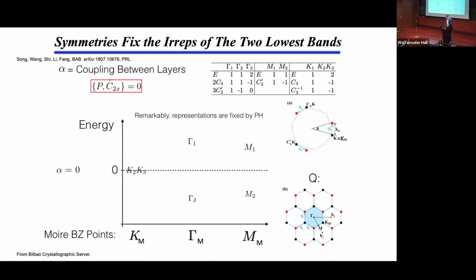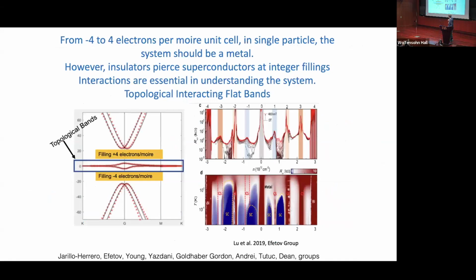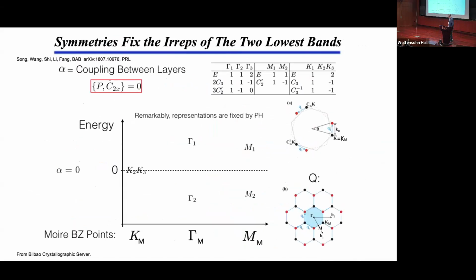Okay, so now let's understand these two bands per valley per spin. As I said, there are two bands per valley per spin. Minus 4 to 4 is 8, which is two bands times valley times spin. They can populate 8 electrons.